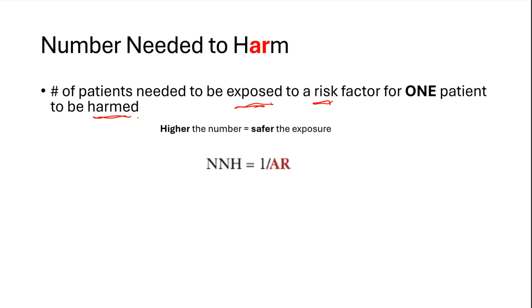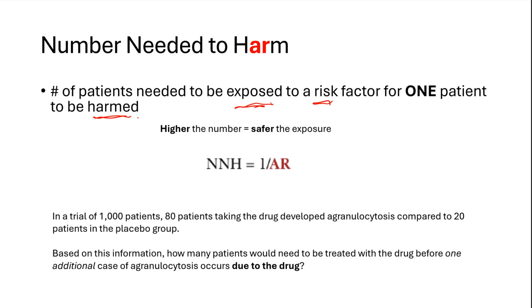So to really understand this, let's look at this question. In a trial of 1,000 patients, 80 patients taking the drug developed agranulocytosis compared to 20 patients in the placebo group. Based on this information, how many patients would need to be treated with the drug before one additional case of agranulocytosis occurs due to the drug? This is how the question is typically formed. How many people do you need to give this drug to before there's a bad outcome?